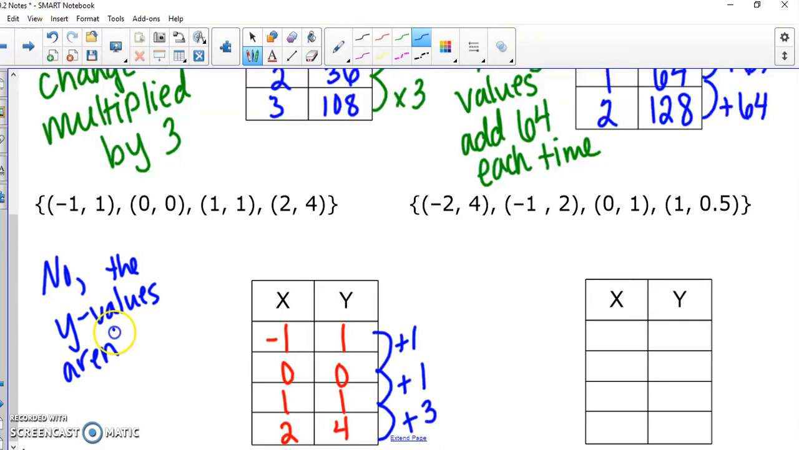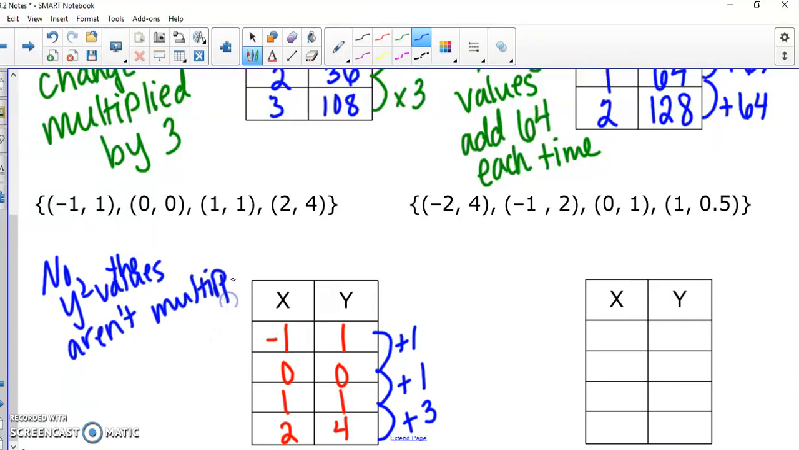Make sure you're explaining how you know on your assignment today. Okay, why don't you try this last one on your own then. So go ahead and pause the video and try it out, and then you can check your answer.